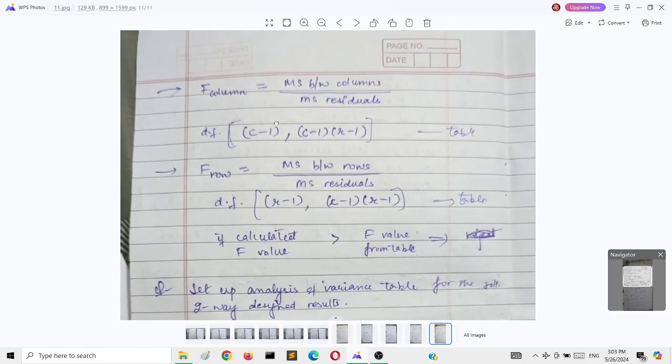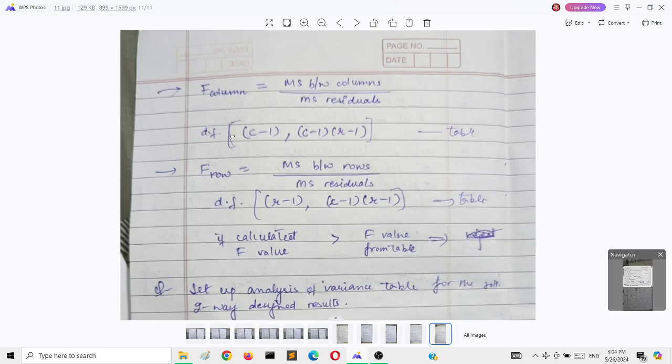Now F column is the MS between columns divided by MS residuals. So F for the column is whatever the mean squared value is for between columns, divided by MS residuals, whatever the residual value is.